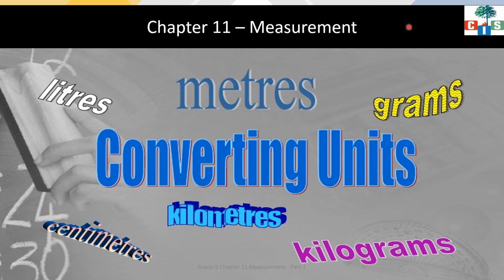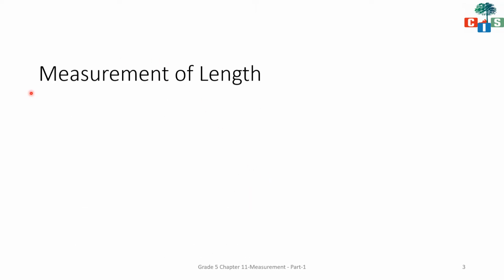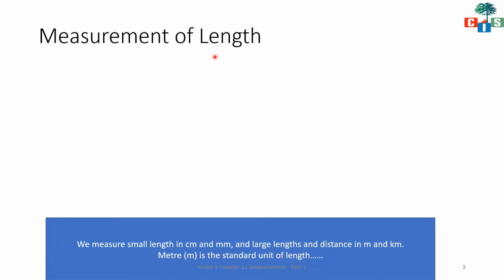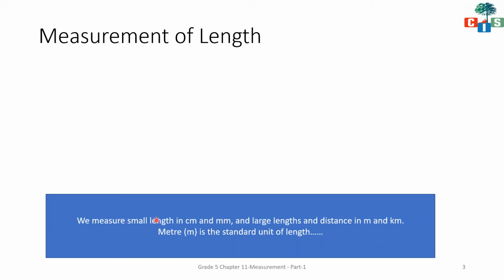Okay scholars, so are you all ready for it? Yes, so we'll start with measurement of length. We measure small length in cm and mm. Cm is for centimeter and mm is for millimeter. If we want to measure the length of objects that are small in size, we can use these two units, that is cm and mm.